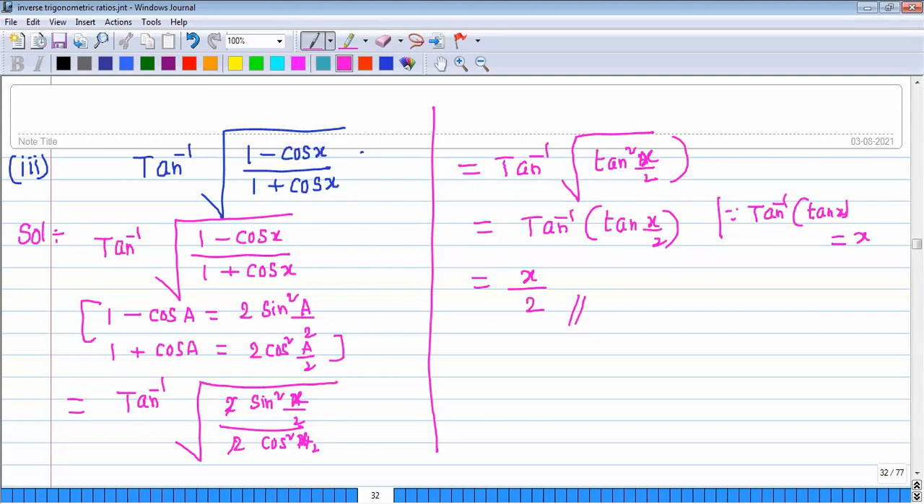But your answer is for this question, tan inverse of root of 1 plus cos x by 1 minus cos x, then your answer is correct. If you reverse it, 1 minus cos x by 1 plus cos x.